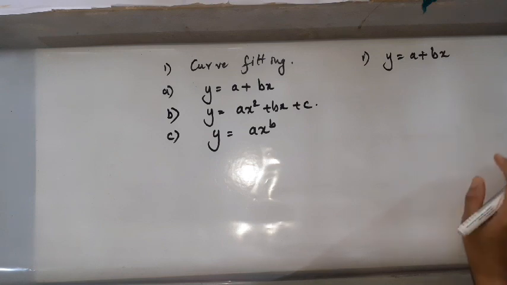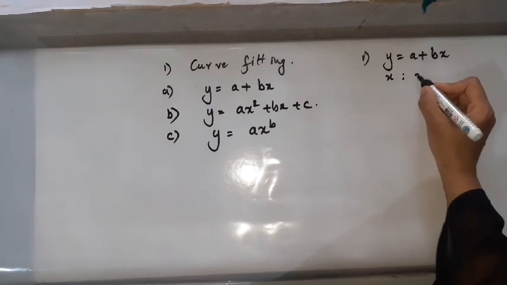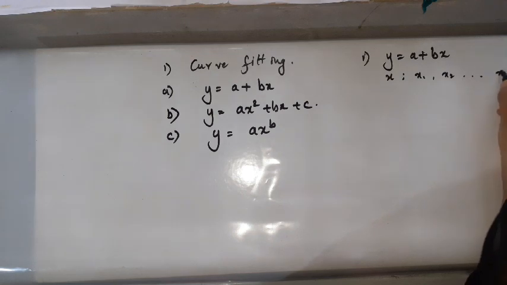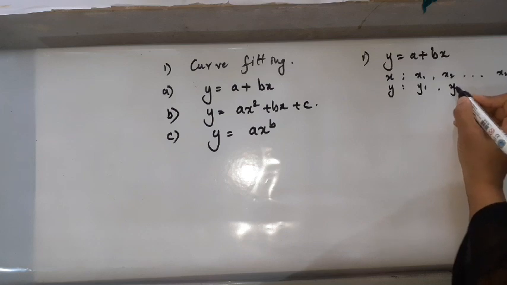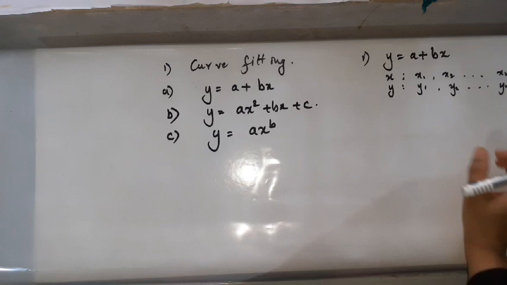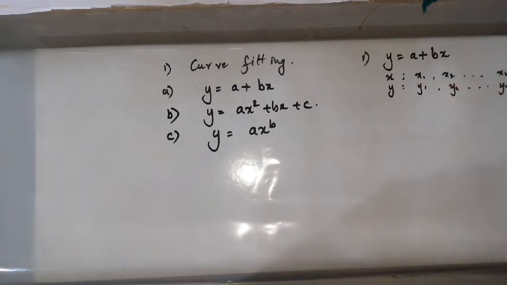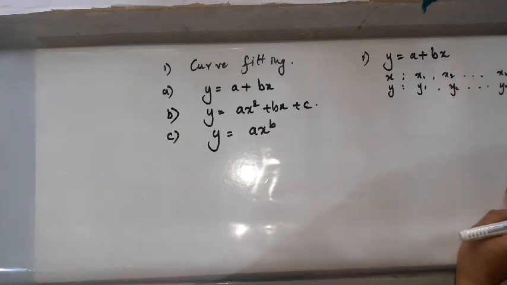So what exactly will be given to you? You will be given a set of points. Say for example, x will be taking certain values, say x1, x2, so on up till xn. Corresponding values of y will also be given, y1, y2, so on up till yn, okay. So this will be the set of points through which a particular curve or line will be passing, okay. You have to determine or fit a curve of this pattern passing through this set of points by the method of least squares.